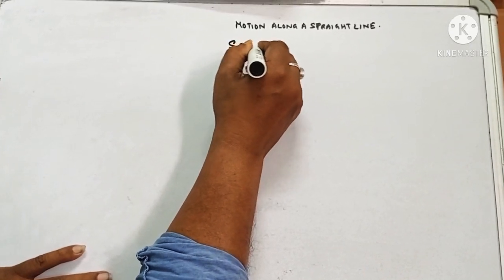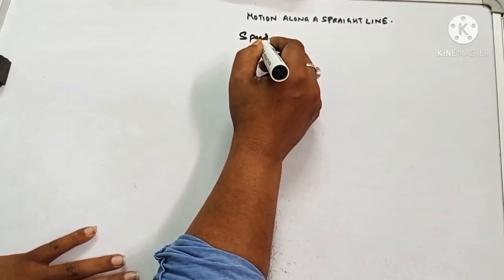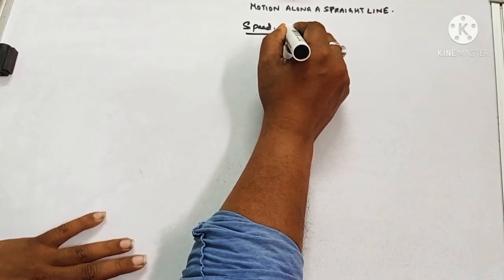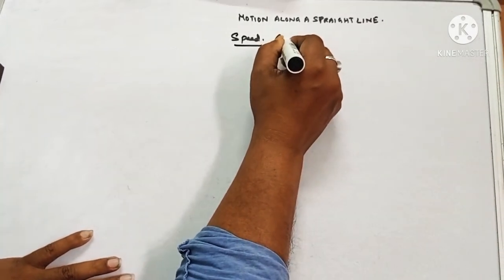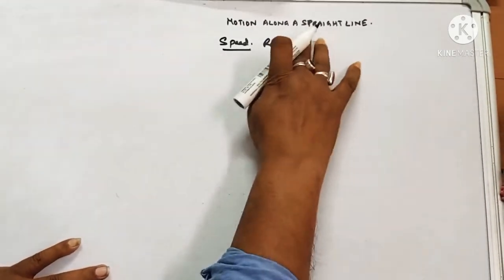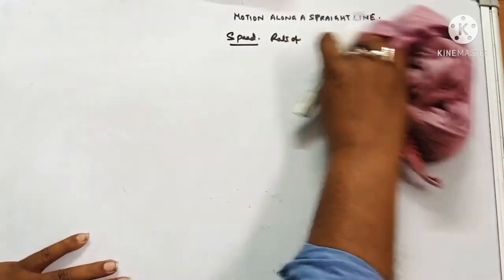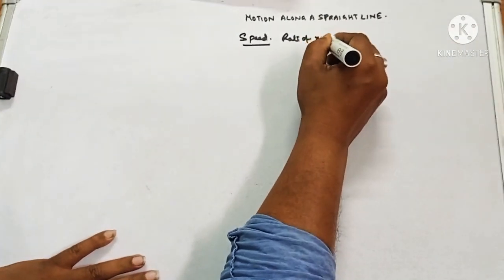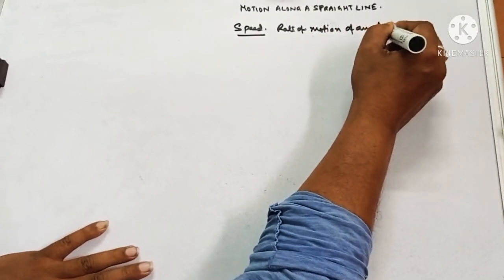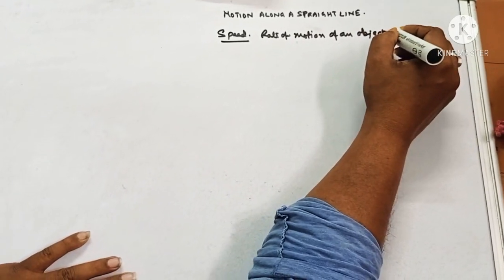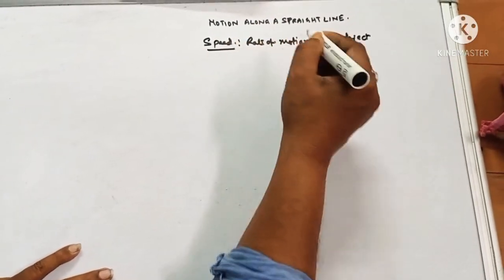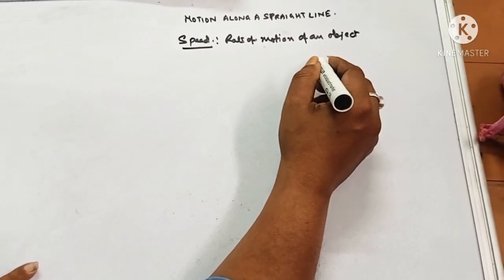Speed. What is speed? We can say that it is the rate of motion of an object. What is speed? That is the rate of motion of an object.